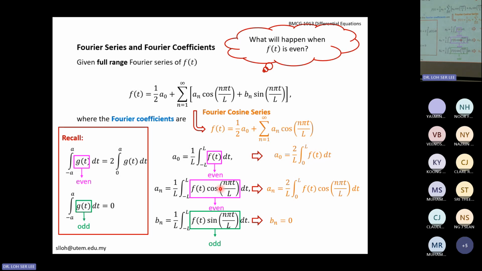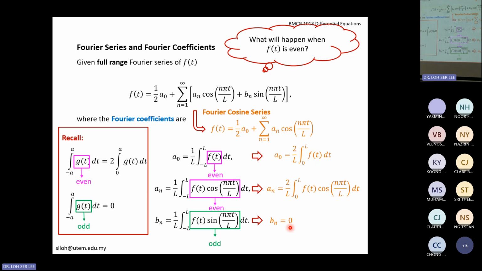Now this is a product function, f(t) times cos. We know that cos is an even function. Now f(t) is even, so even times even gives an even function, meaning that this product function is even. When this is even, we can change this into this. Now f(t) is still even, but your sine function is odd. Sine is odd, so even times odd, you get an odd function. That means this product function is odd. When this is odd, this integration gives 0.